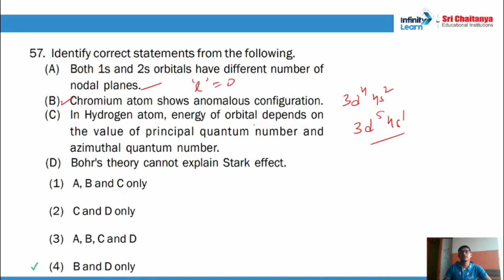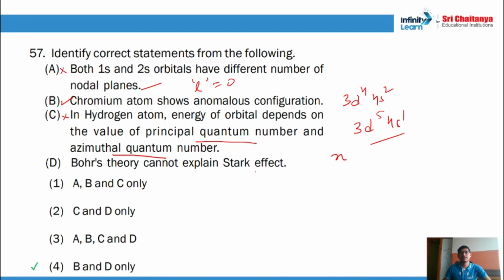In hydrogen atom, energy of orbital depends on the value of principal quantum number and azimuthal quantum number. No. In fact, for one electron species, the energy of electron depends on the first quantum number only, that is n. So this statement is incorrect.